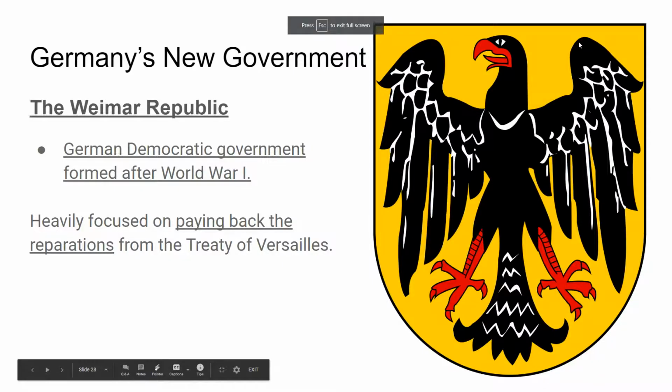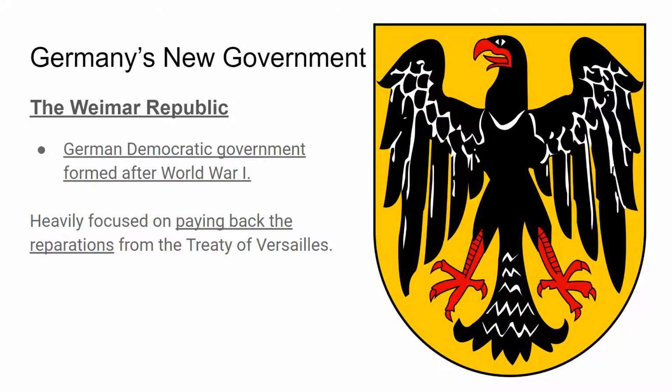So after World War One, Germany is going to reform its government into something new called the Weimar Republic. This was going to be a democratic government. They were going to hold elections for their leaders that formed after World War One. And this government is going to be heavily focused on paying back those reparations from the Treaty of Versailles.